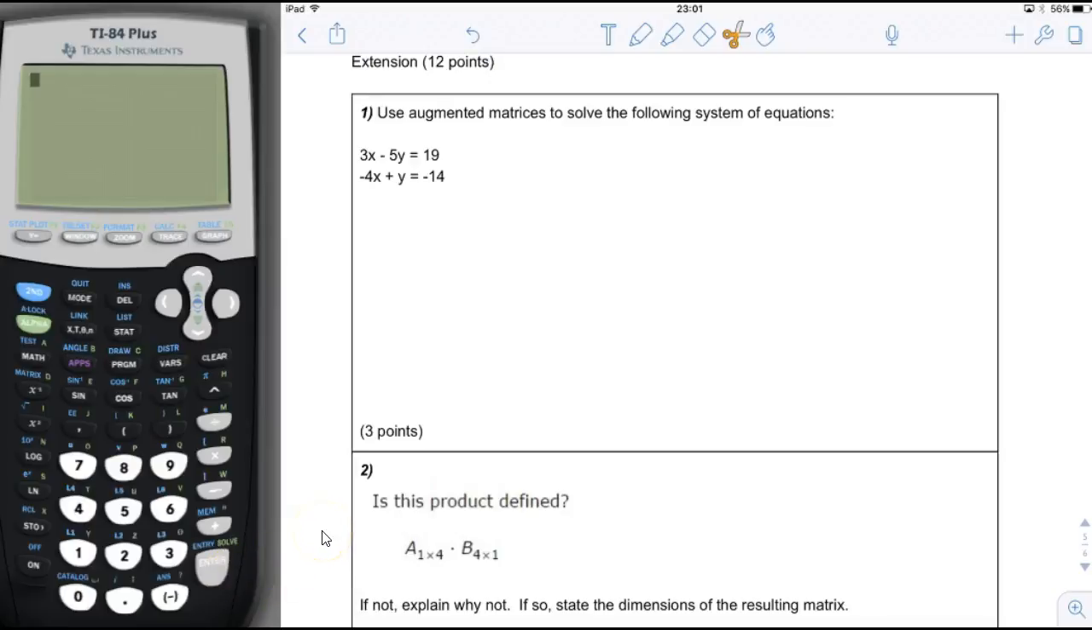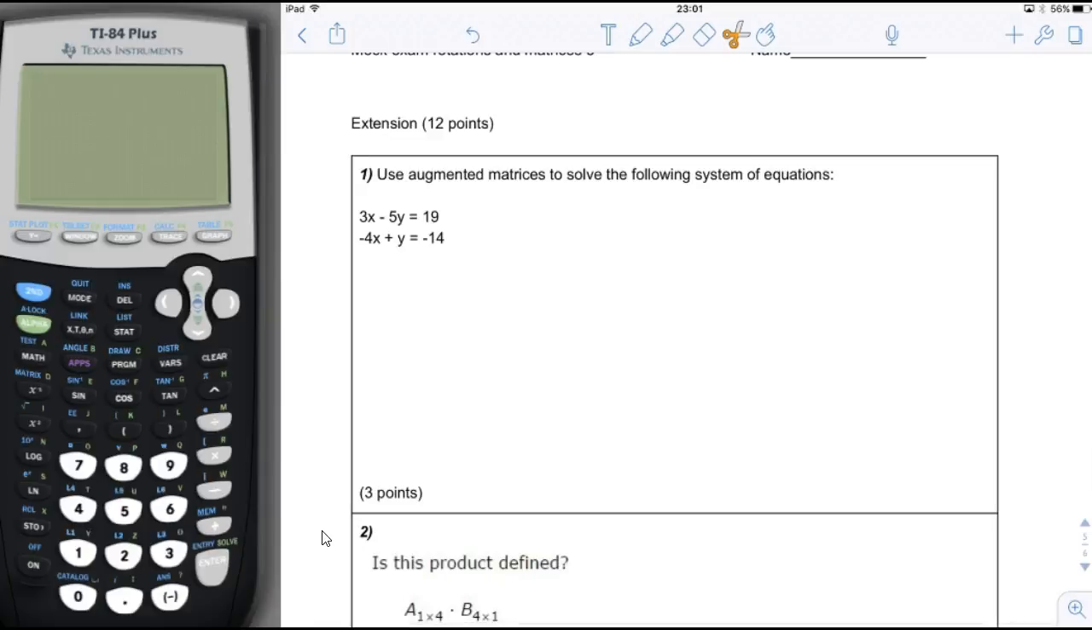Okay, this is a solution for the extension section of the rotations and matrices mock exam. We're going to start with an augmented matrices problem. This video is not going to tell you how to solve any augmented matrices problem. It's only going to tell you how to solve this one. So if you haven't studied how to do this, go ahead and watch the videos in the past few lessons.